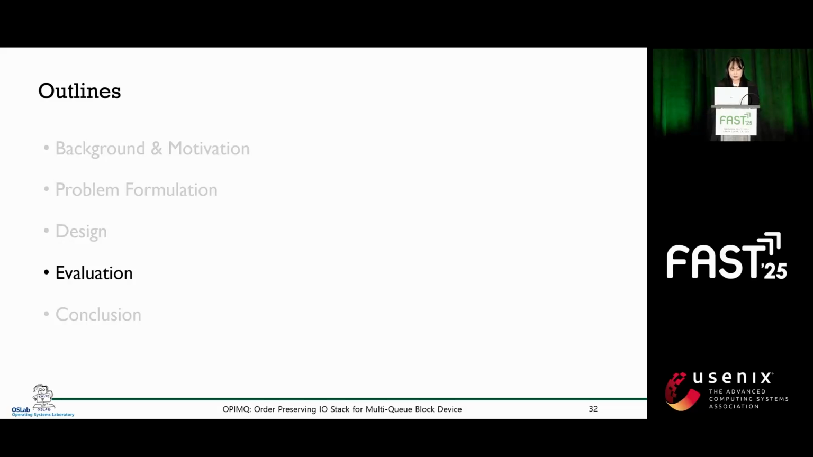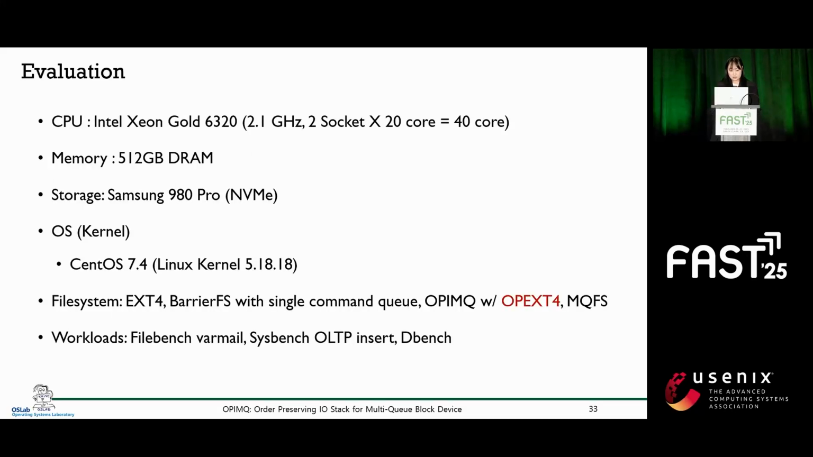Now let's move on to the evaluation. We tested all workloads on a 40-core server with a Samsung 980 Pro as the storage device. OPIMQ is implemented in the Linux kernel. For evaluation, we selected ext4 as a representative file system and referred to it as OPExt4 throughout our experiment. We compared OPIMQ with three configurations: ext4 with legacy IO stack, barrier IO stack with a single command queue, and MQFS in CCNVMe.